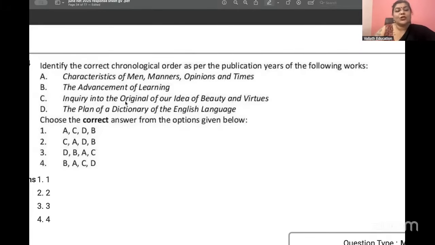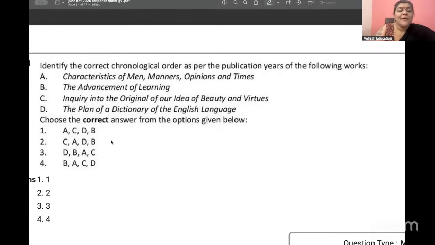Look at correct chronological order. Easy it is with your existing knowledge. Characters of men, women, I don't know. Men, manners, I don't know. Advancement of learning, I know Bacon. Inquiry into original, blah, blah, blah, I don't know. The plan of a dictionary of the English language, I know. Dr. Johnson, that is preface to Dr. Johnson's dictionary. So, B should be before D.